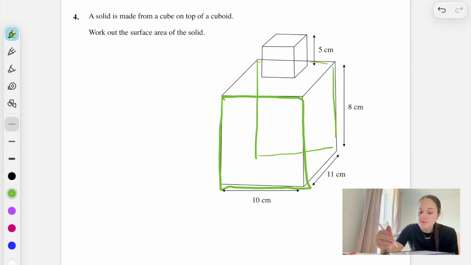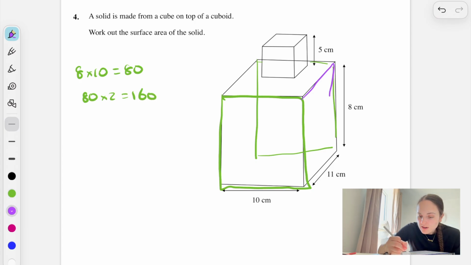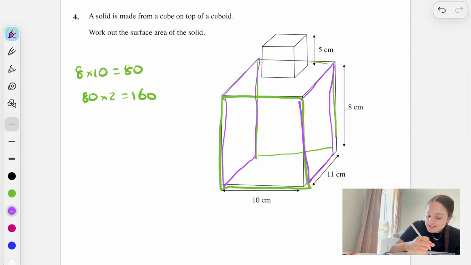So in this case, it's going to be 8 times 10. So 8 times 10 is 80. But again, because there's two of them, I need to times that by 2. So 80 times by 2 is 160. So now we need to work out the area of the faces on either side. So we have an 8 by 11 rectangle. So 8 times 11 is 88. But because there's two of them, we need to times 88 by 2. So 88 times by 2 is 176.